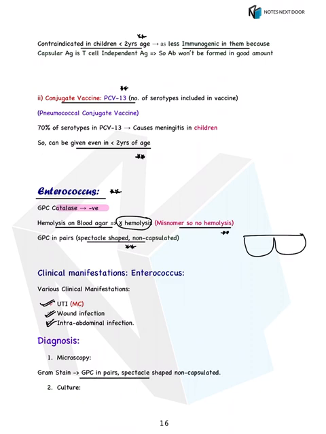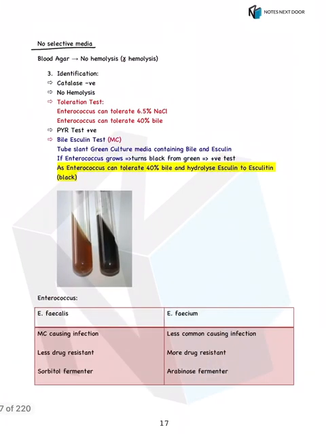I said on gram stain it occurs as gram-positive cocci in pairs, which are spectacle shaped, and in culture, there is no selective media, and on blood agar I said it shows gamma hemolysis, meaning no hemolysis. Identification: again Streptococci, catalase negative, no hemolysis.